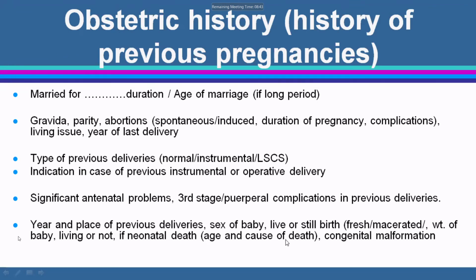And where they delivered, year of delivery and place of previous delivery, sex of the baby, living or stillbirth, weight of the baby, and if there is neonatal death, you should mention the age when death occurred and the cause of death, if known. If there is gross congenital malformation in previous babies, that should also be mentioned. So there are lots of things to be taken in history, right?